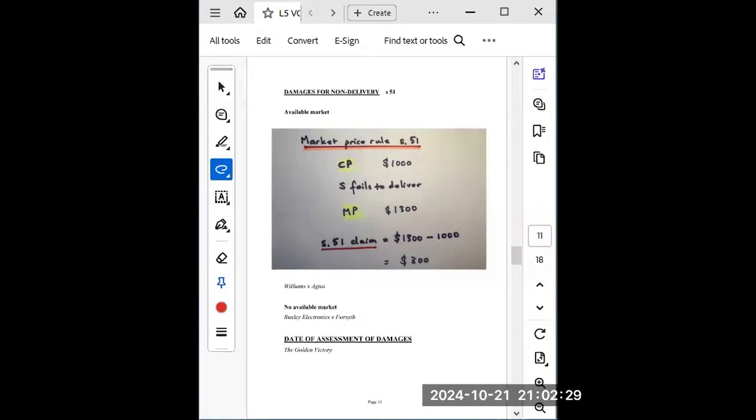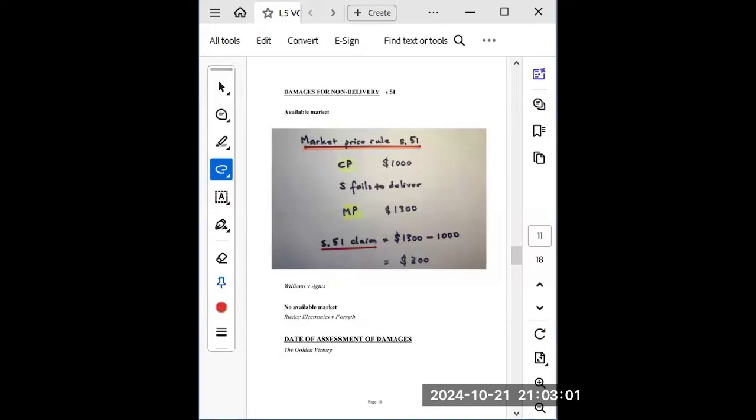Now, Section 51 sets out the presumption of the market price rule. Section 51 says, if there is an available market, damages is the difference between the contract price and the market price when goods ought to have been delivered. If no time was fixed, then the market price is taken at the time of refusal to deliver.